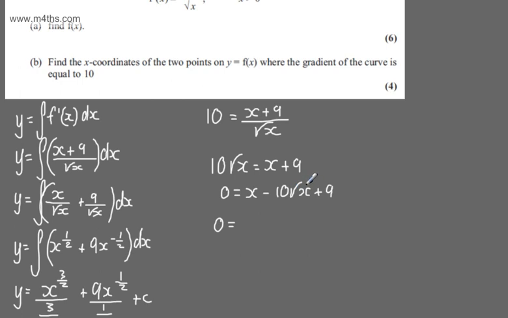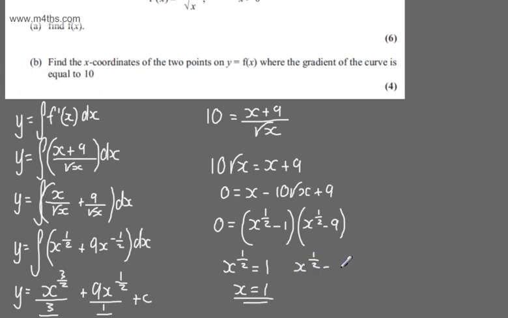Now we know that this is x to the power of 1/2. This is going to factor, and we'll have x to the power of 1/2 minus 1 multiplied by x to the power of 1/2 minus 9. So if we take the first one, x to the power of 1/2 is going to be equal to 1. Squaring both sides, we would have x is equal to 1. If we consider this one, x to the power of 1/2 would be equal to 9. Squaring both sides, x is going to be equal to 81. So that's one way of doing it.